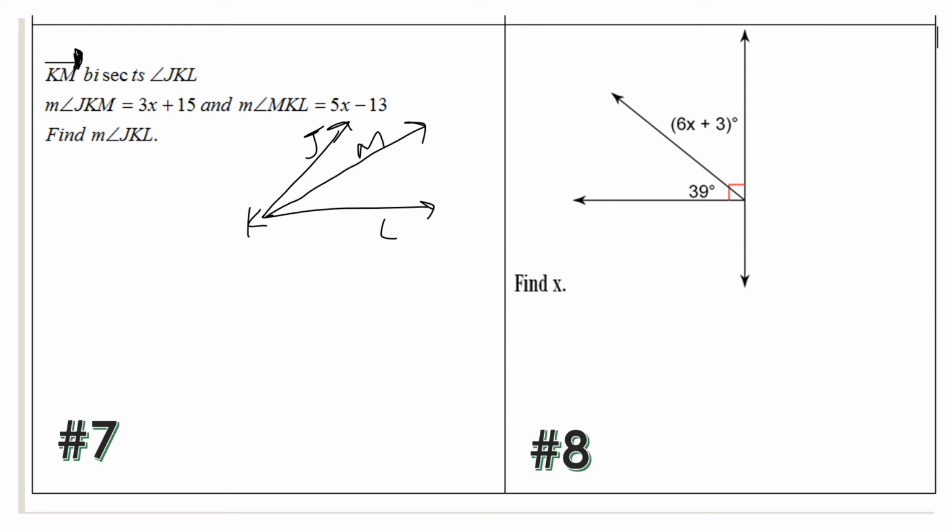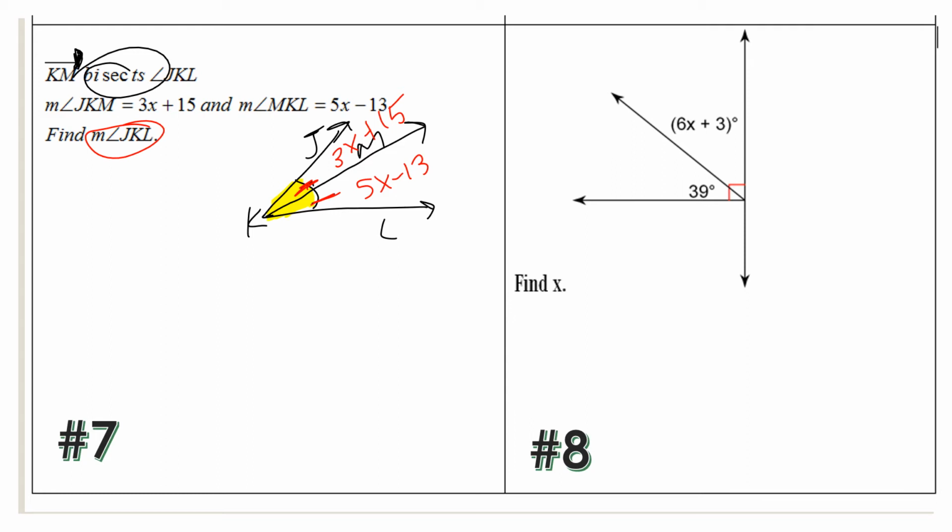KM bisects. When we see that word bisects, that means that these two angles are congruent, because an angle bisector splits the angle into two equal sections. So the measure of JKM is 3x plus 15, and the measure of angle MKL is 5x minus 13. If we know that they are congruent to each other, that means that they equal each other. It is asking us to find the measure of angle JKL, which is the whole entire angle.